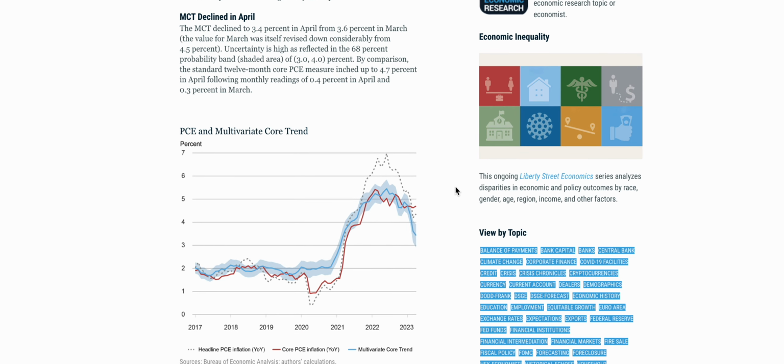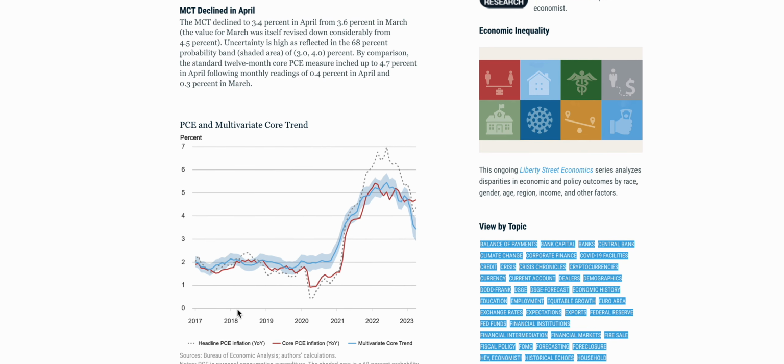So here what we have is basically a nice looking chart. It has these lines, some shaded areas, and what we have here in the dotted line is the headline PCE inflation year on year. Then this red slash maroon line is the core PCE inflation year over year, and then the blue line is what they call the multivariate core trend. And what we can see is this blue line has actually significantly dropped into the month of this past April.